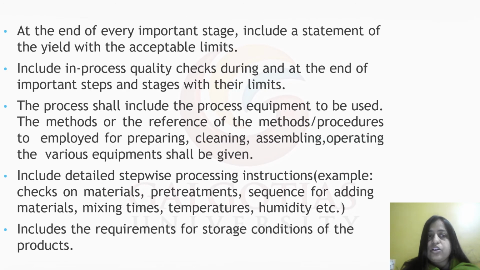At the end of every important stage, include a statement of the yield with acceptance limit, and include in-process quality checks during and at the end of important steps and stages with their limits. The process shall include the process equipment to be used and the method or the reference of the method. Procedures to be employed for preparing, cleaning, assembling and operating the various equipment shall be given. Include detailed stepwise processing instructions, for example check on material, pre-treatment, sequence for adding materials, mixing time, temperature, humidity, etc. Include the requirement for storage of the product.